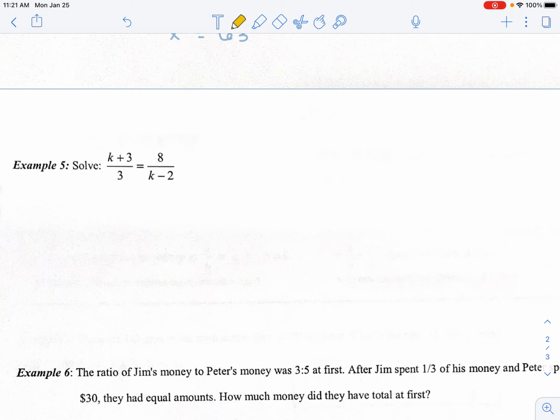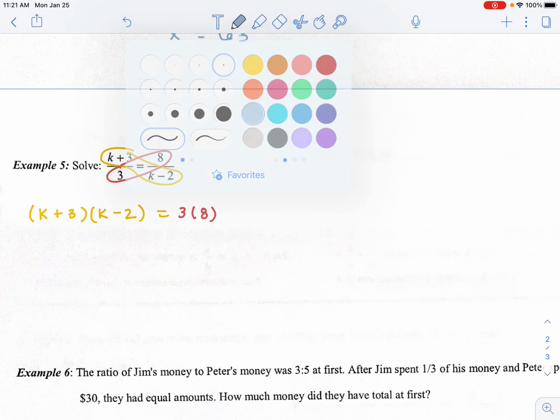All right, last one here. We're solving for k, so again, we're working on those algebra skills. So we're going to cross multiply. The great thing is both these are already in proportions. So I'm going to say k plus 3 times k minus 2 equals 3 times 8.